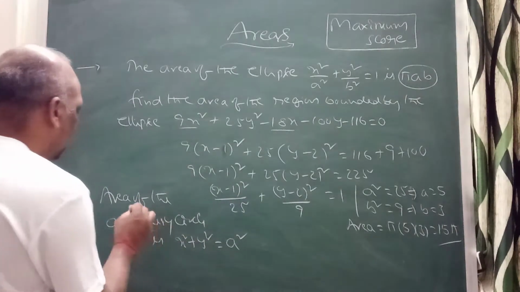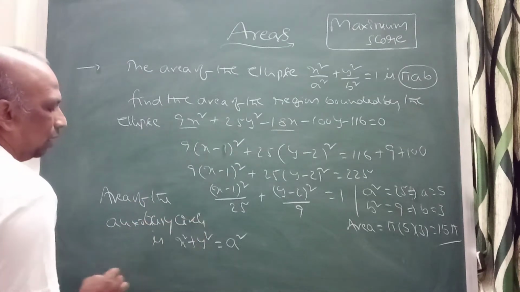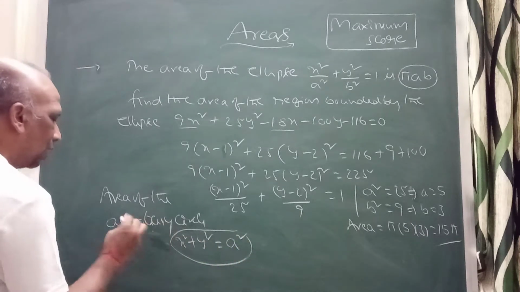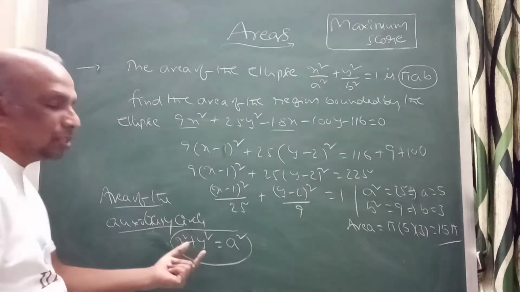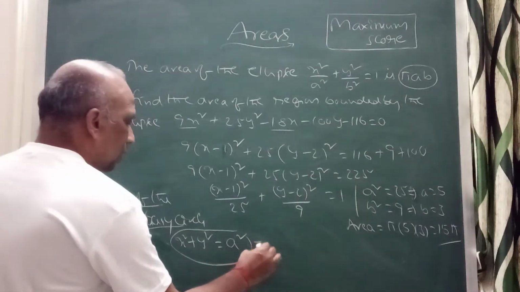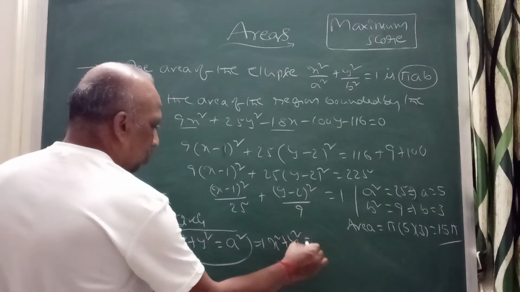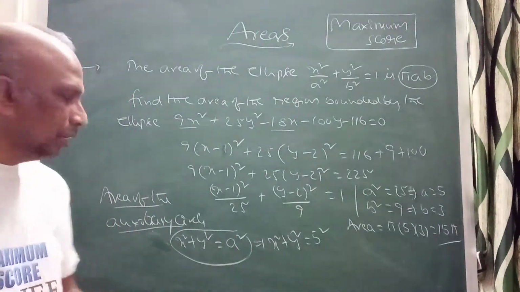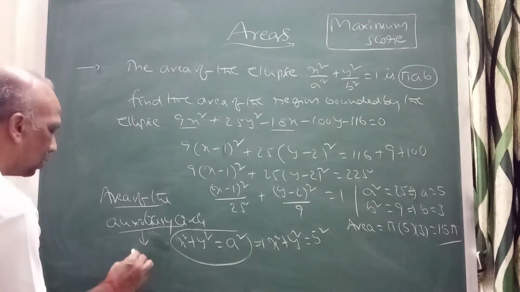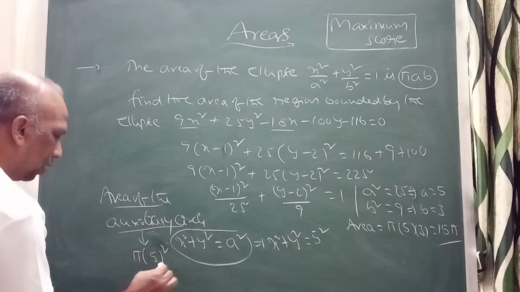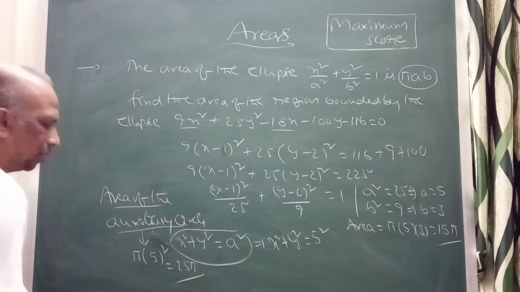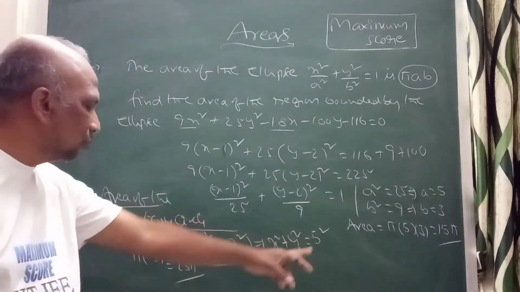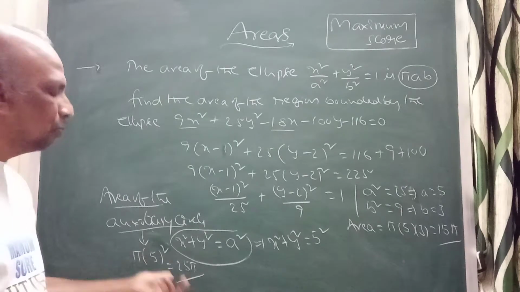So first you think, they are asking the area of the auxiliary circle. This is the equation of the auxiliary circle, so the area I should find. From this I can write x square plus y square is equal to 5 square. Correct. Now the area of the circle is pi r square, so the area of the auxiliary circle is pi into 5 square. It will come 25 pi, right? The radius is 5, so it comes 25 pi.